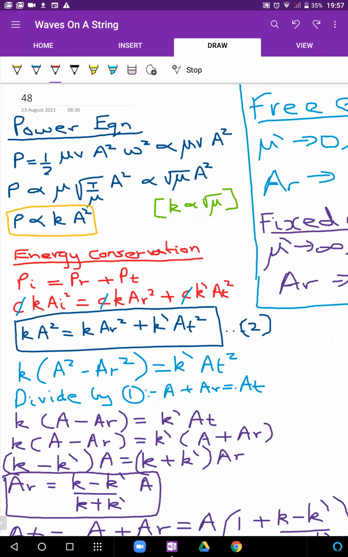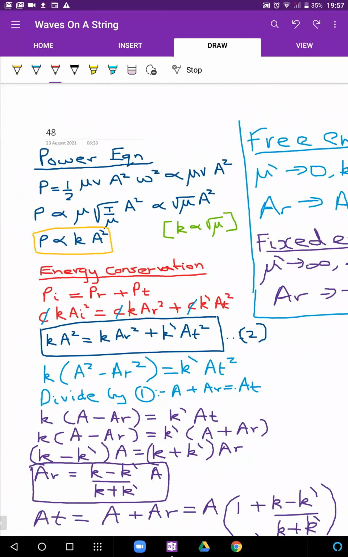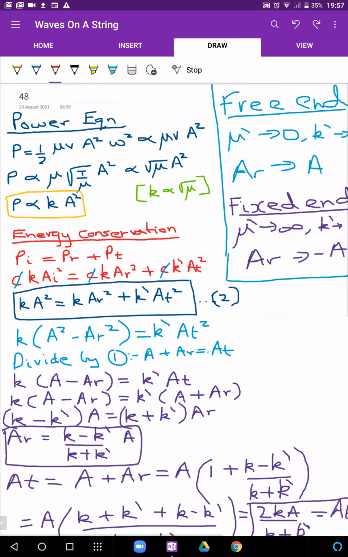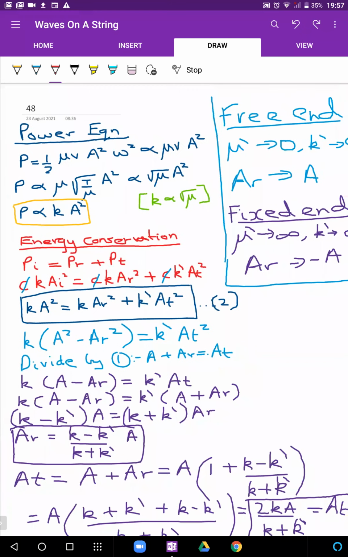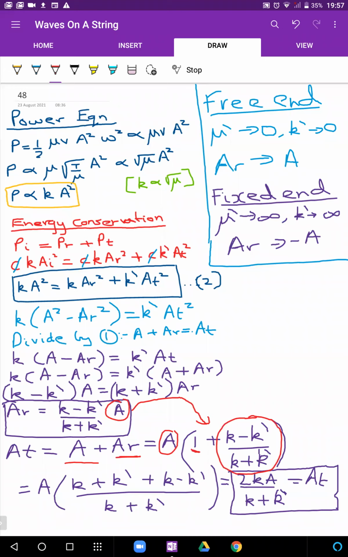Now the formula for AT. I can use this equation now that I have AR. AT is A plus AR, so I have to add A plus AR. AR has A in it, so I took A common. So A becomes A into 1, and AR becomes A into (K minus K dash) upon (K plus K dash).